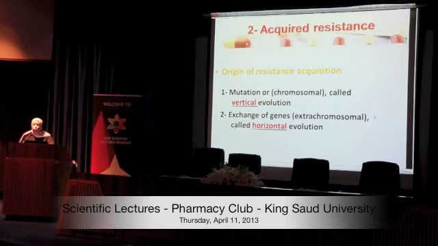The origin of the acquired resistance is through two factors: either mutation, which we call chromosomal or vertical evolution, or exchange of genes, which is extrachromosomal or horizontal evolution.